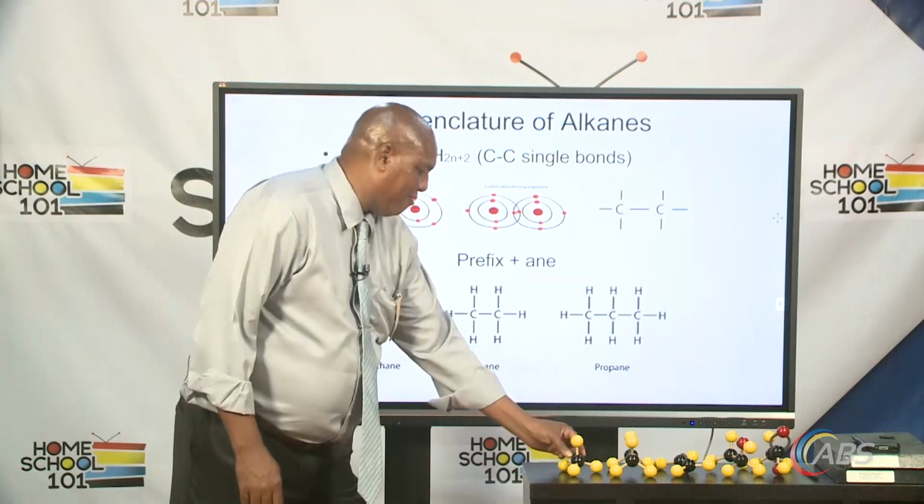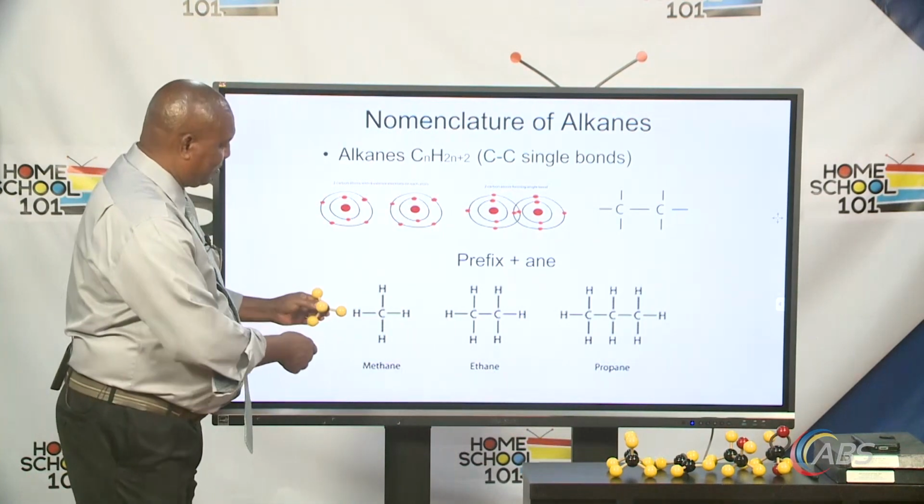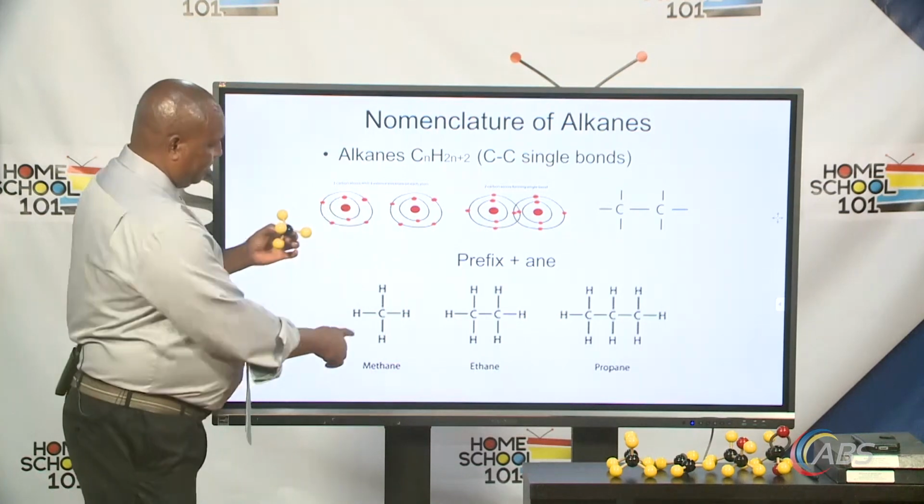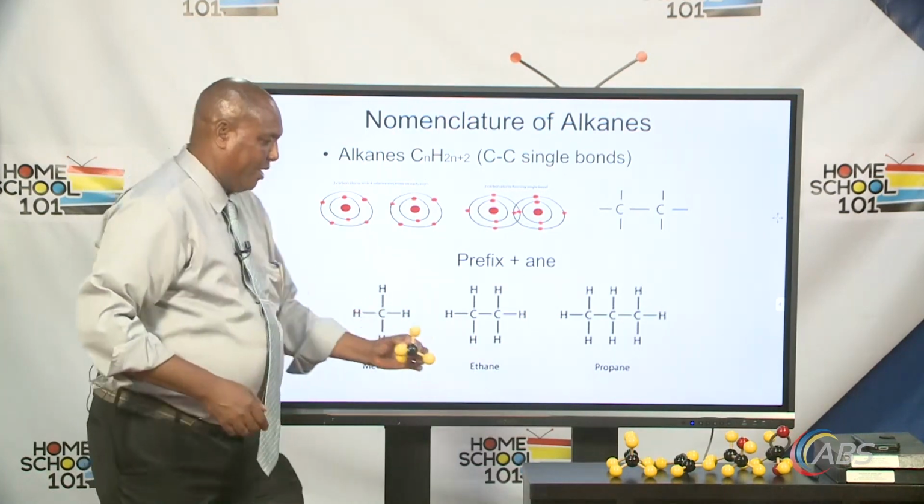Here we have methane. This is what methane looks like. Carbon, with 4 bonds around it. Here we have ethane.